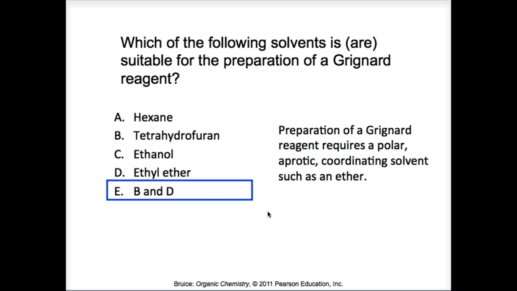We've seen reactions of bromine attached to a ring structure or bromine attached to an sp2 carbon in a straight chain hydrocarbon. And in the presence of magnesium with diethyl ether or THF, we can insert the magnesium atom between the carbon and the bromine, forming the Grignard reagent. So only B and D are correct.